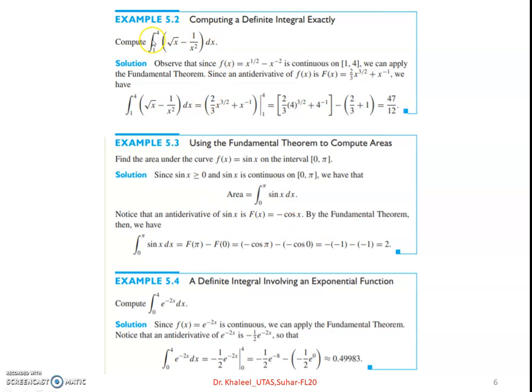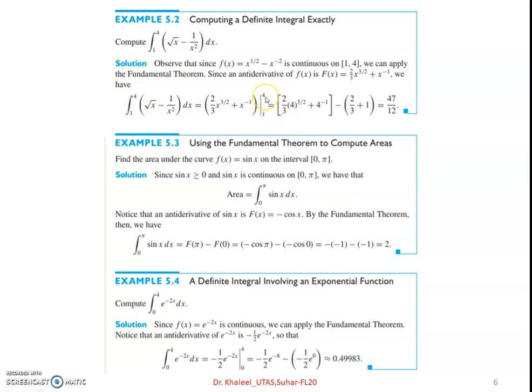And this is another example, computing the definite integral from 1 to 4 of root x minus 1 upon x squared dx. So the power of x is half. So half plus 1, divided by half plus 1, that is x raised to 3 by 2. The 3 by 2, I bring it up, it becomes 2 by 3. Then x to the power minus 2 plus 1 divided by minus 2 plus 1, it is minus, and minus into minus is plus, x to the power minus 1.